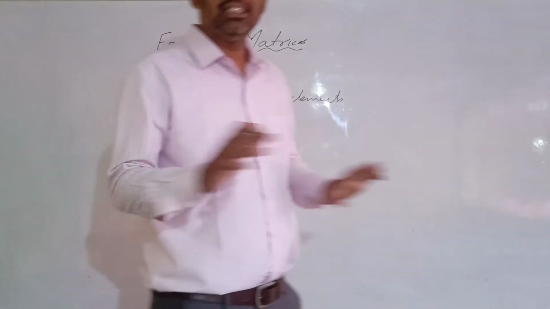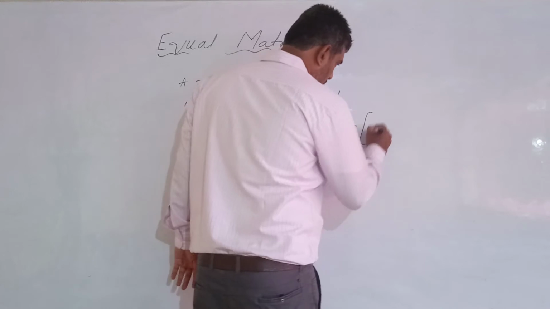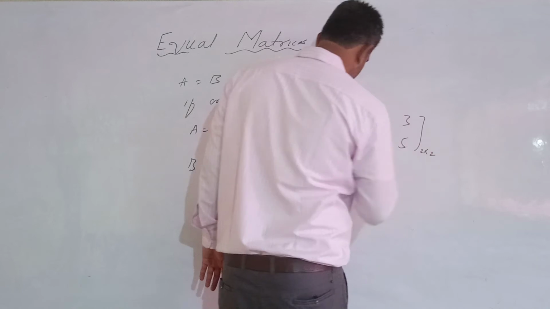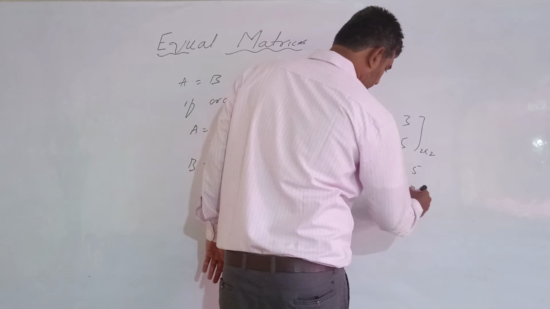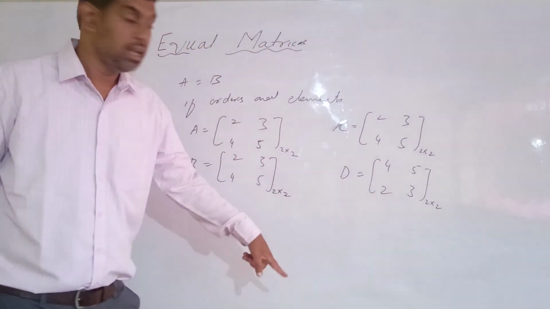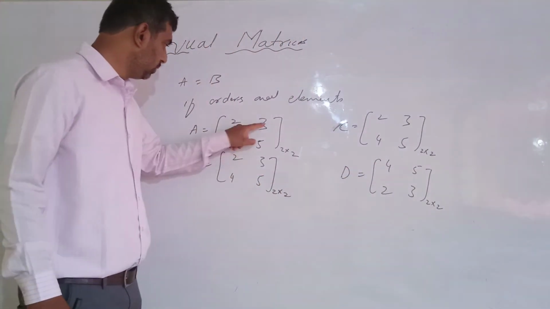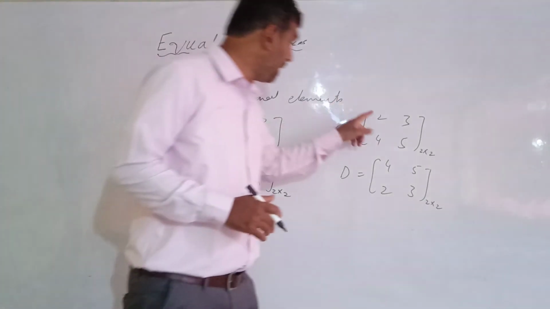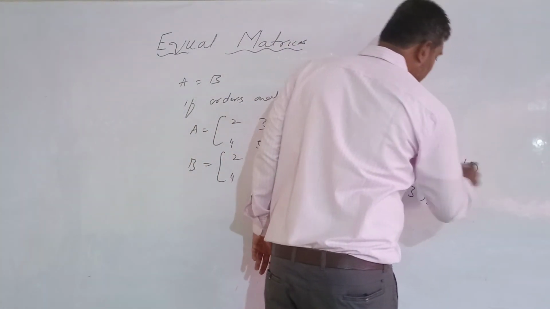Now, same order but elements not the same. Suppose C is 2, 3, 4, 5, which is 2 cross 2, and D is 4, 5, 2, 3, also 2 cross 2. Both have the same order, but the elements are different. Here it is 2, here it is 4. Comparing 2 with 2, 3 with 3, 4 with 4, 5 with 5, the respective elements are different here. So these are not equal matrices.